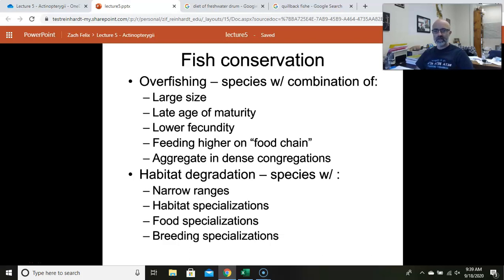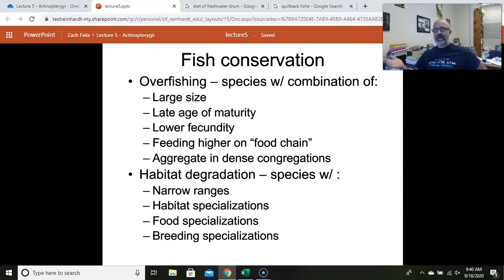Again, biology. Do they mature late? Lower fecundity means they produce few eggs or few babies if they're oviparous or ovoviviparous. Feeding high in the food chain. So again, we talked about suckers having very high biomass because they have a lot of food available to them.